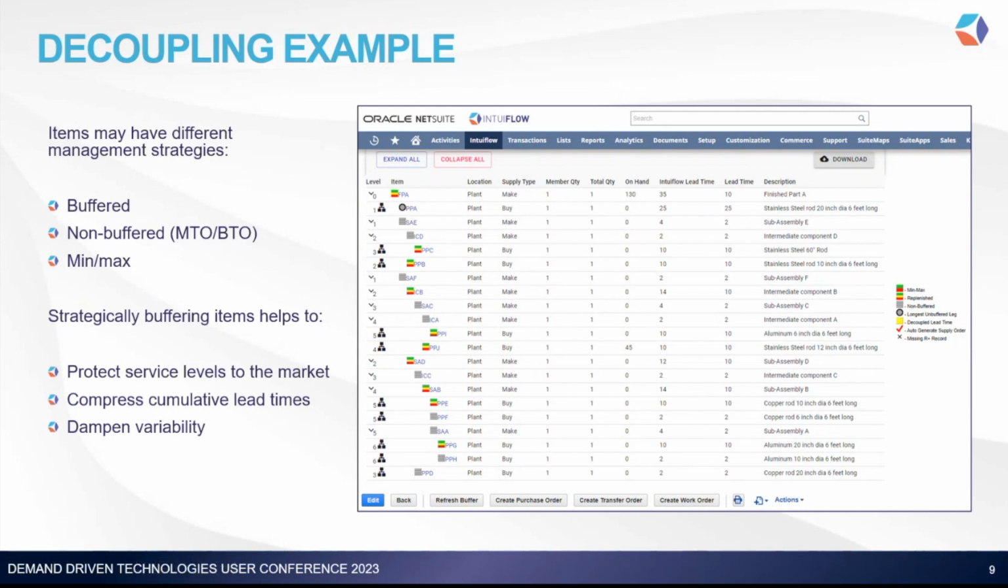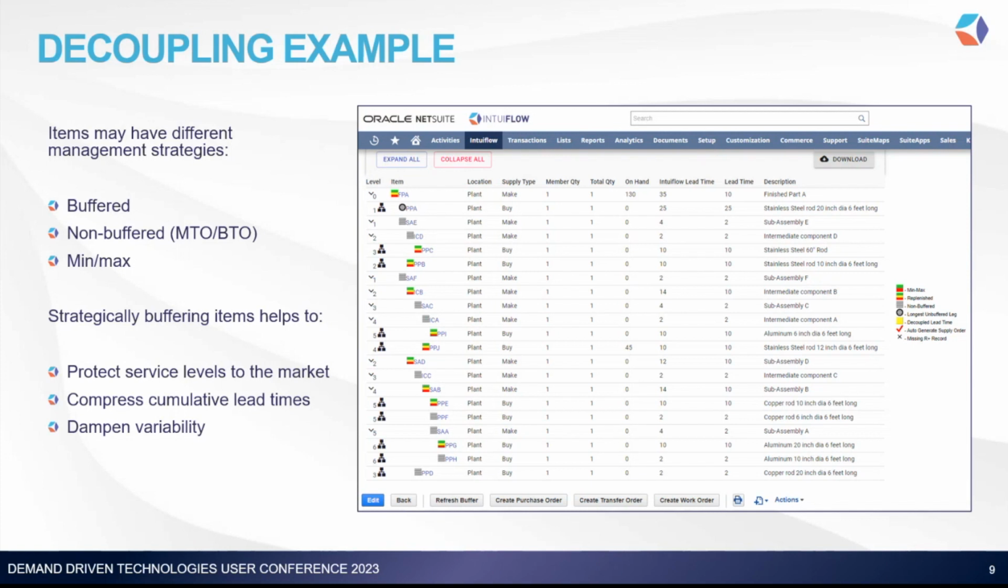At that point, just because I know this example, part SAE with a 4-day lead time becomes my longest non-buffered leg. And so by buffering and keeping stock of this raw material, I can compress my lead time, if we do the math, from 35 days down to just 10 plus 4 days, so 14 total days. So we can shrink that cumulative lead time, making us more responsive to the market.